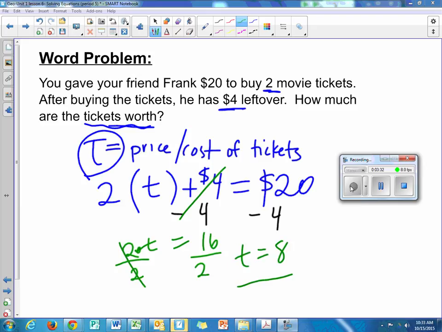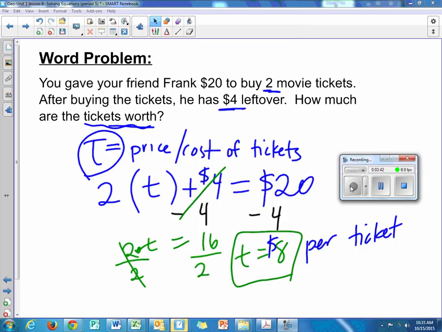And that here is your final answer. And what does that mean? It means $8 per 1 ticket. And that is the final answer there. And make sense of it through a complete sentence. So I just want to show you guys a word problem, how that relates to what we're learning today. So let's go ahead and go to the next slide. If you don't understand it, go back and replay.